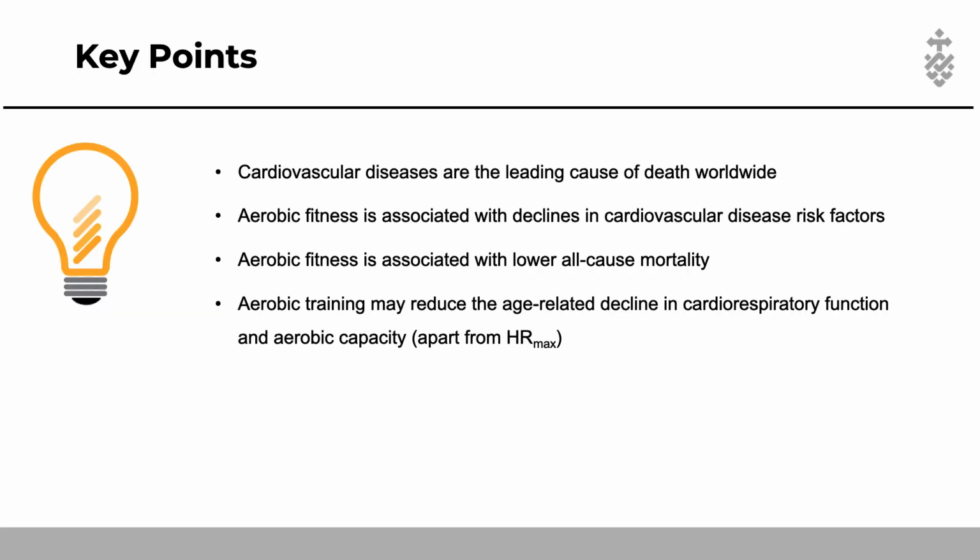All right, so what information can you take away from this lecture? It's clear that aerobic fitness is associated with declines in cardiovascular disease, and cardiovascular disease is the leading cause of death worldwide. So, of course, we'd want to decrease our risk of cardiovascular disease. We also saw that aerobic fitness is associated with lower all-cause mortality and the prevalence of chronic diseases such as cancer and diabetes. And finally, we saw that aerobic training may reduce the age-related decline in cardiorespiratory function and aerobic capacity.